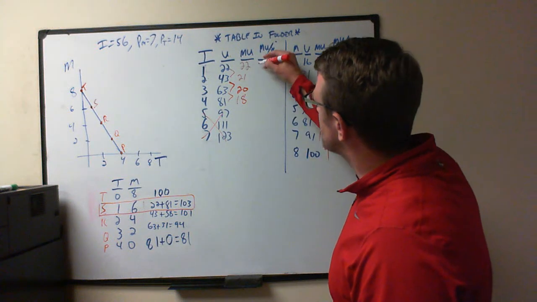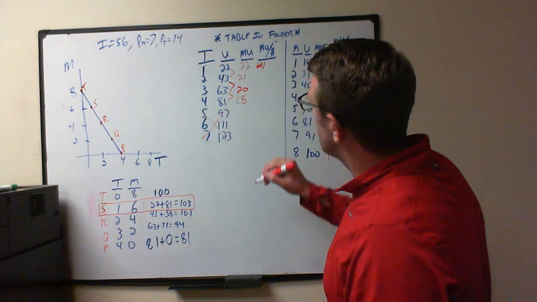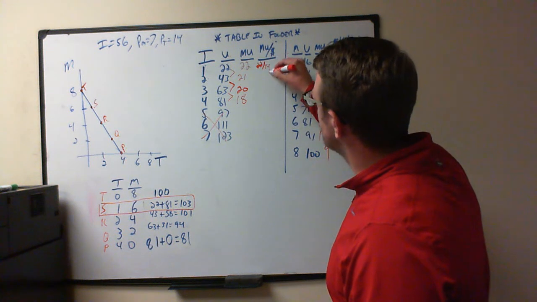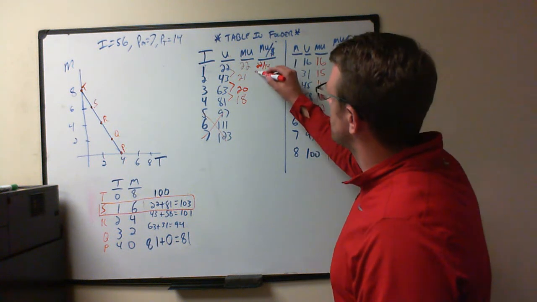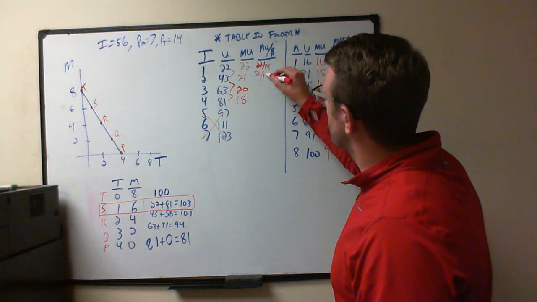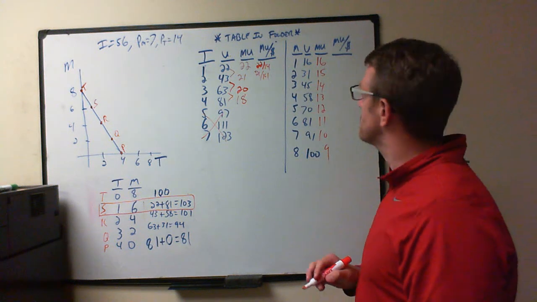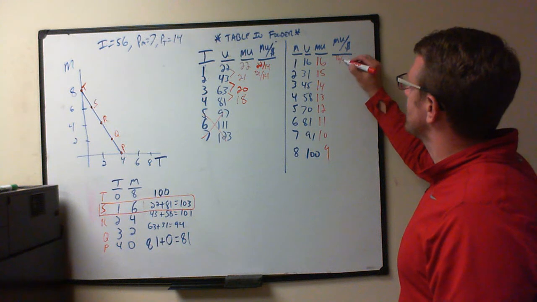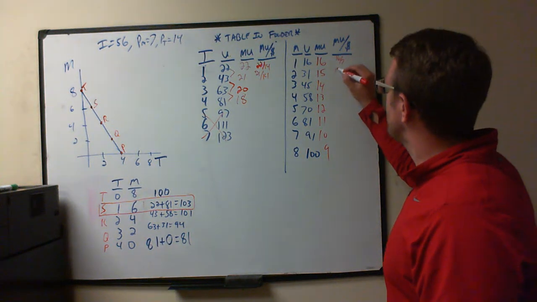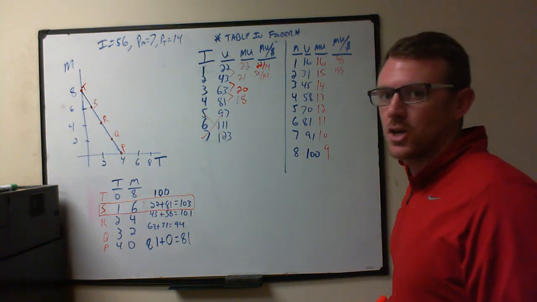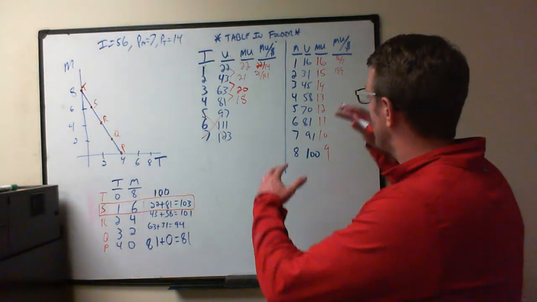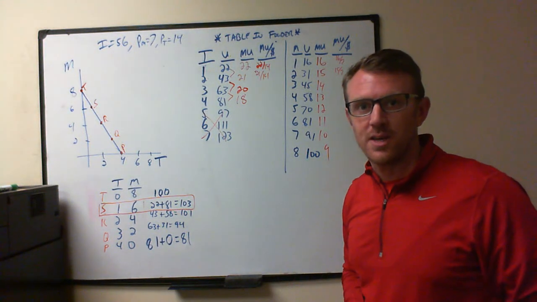So here we'll take 22 and we'll divide that by 14. Here we'll take 21, divide that by 14, right? These are the price of t-shirts. And over here we're going to do 16 divided by 7 and 15 divided by 7. Go ahead and pause the video and work through those marginal utility per dollars.